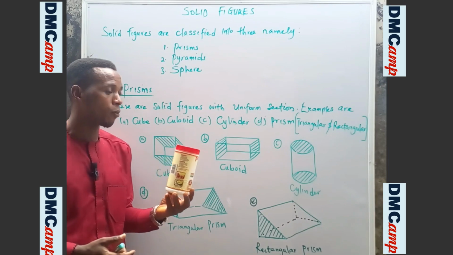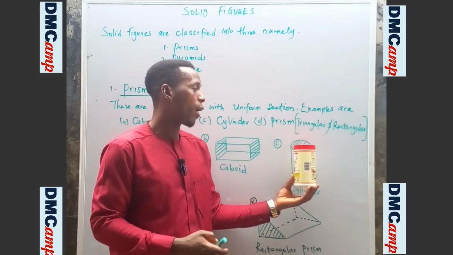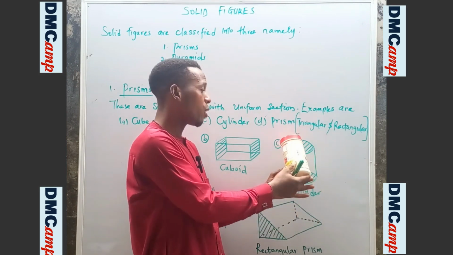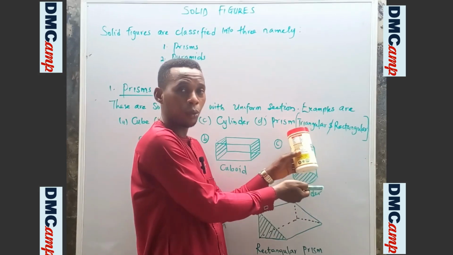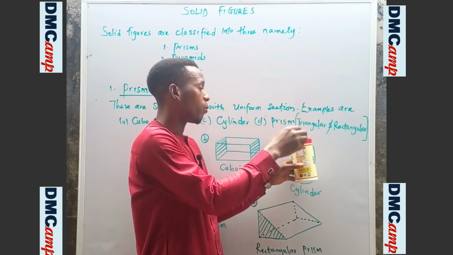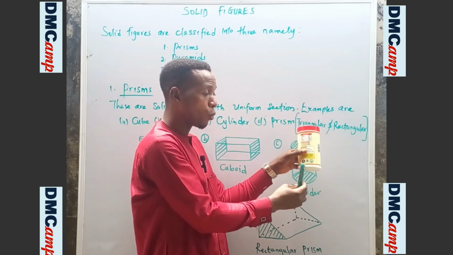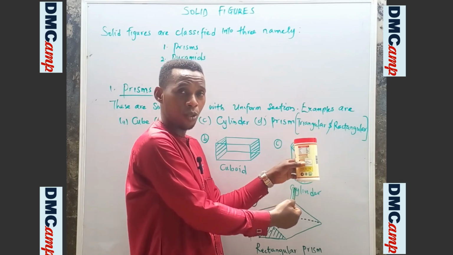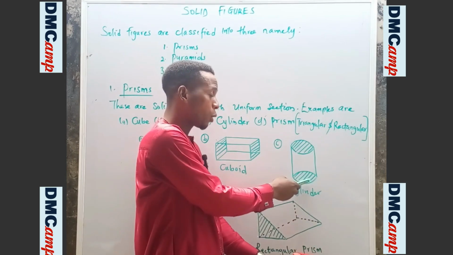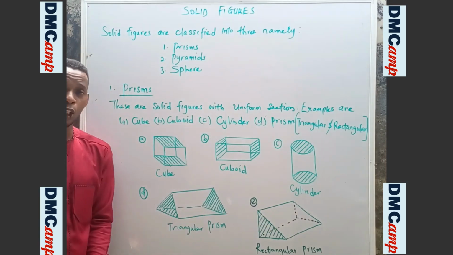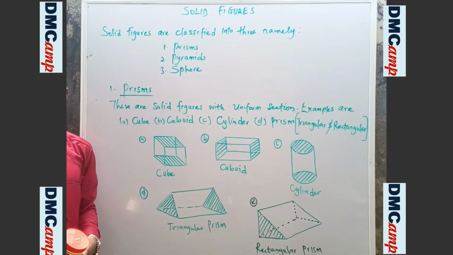is a cylinder. If you look at this very well, this is the cross section. Also, this is another cross section. Now, the length of this, the perimeter of this, is equal to the perimeter of this. The cross sections are equal. Now, let's see all the shapes under the prisms.